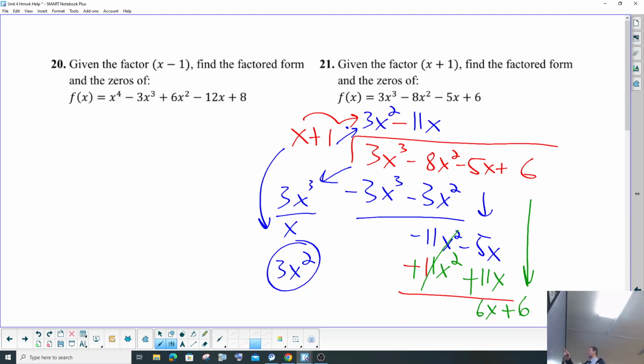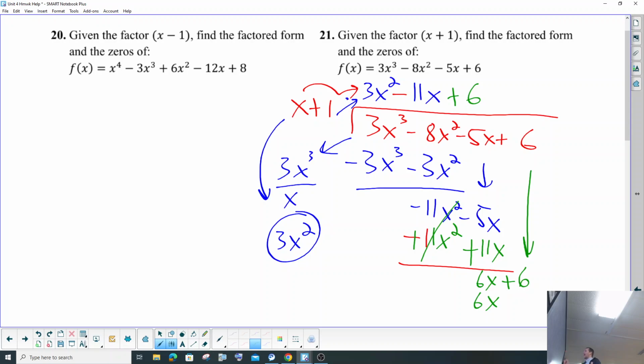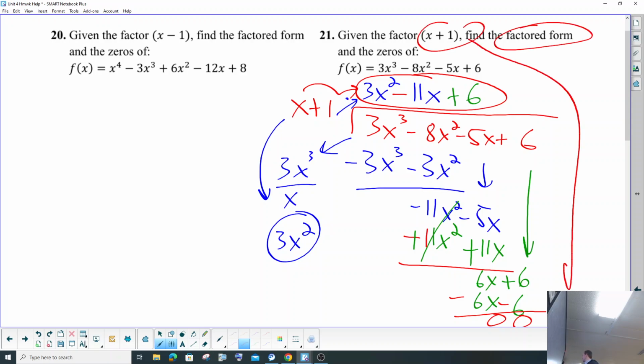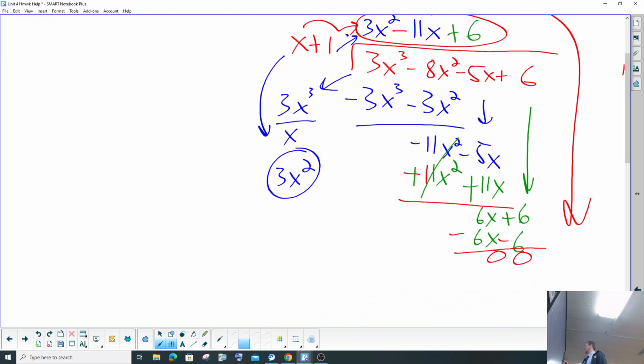Okay, so then x times 6 is 6x. And 1 times 6 is 6. And now we change those signs. So we get a 0. So that's our answer, but we need to probably factor it more to find all the factors. Don't forget to bring down the x plus 1 as well. So we got 3x squared minus 11x plus 6 is our answer. 3x squared minus 11x plus 6.